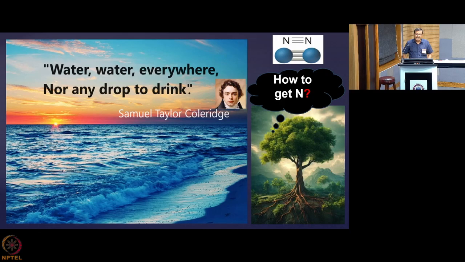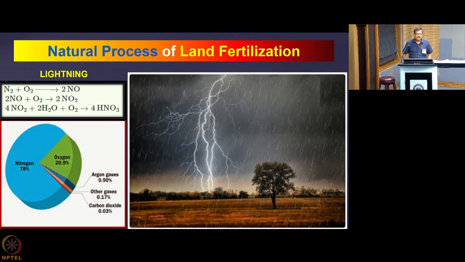So how does the plant get nitrogen? It is the process by which nature provides nitrogen to plants: lightning. Because of the very high temperature in the plasma that is created, N2 and O2 join together and form NO. This NO finally forms HNO3, which comes to the earth through rain, and that nitrate can be easily absorbed by the plants.